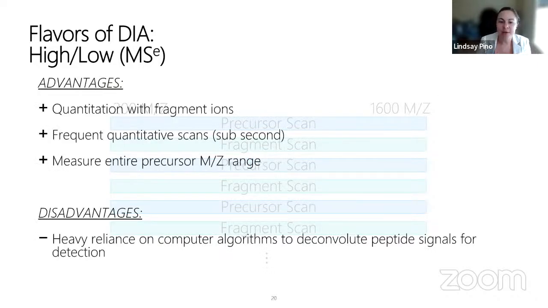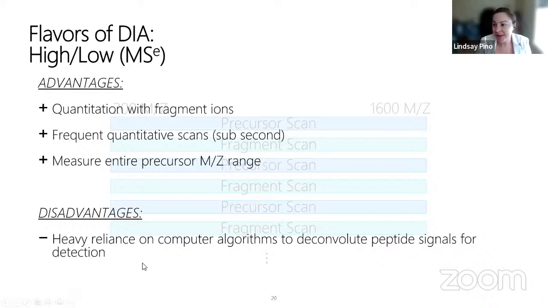So with MSE, you might think, well, why don't we just do that? That seems easier than trying to figure out the precise Goldilocks fragment ion window width. It would be great because that's a great advantage, right? You get to quantify with your fragment ions using that chromatogram-based quantification. You would get very, very frequent scans because your instrument is just flipping through all of these fragment ion scans, and you don't have to compromise the range of MZ that you're measuring.